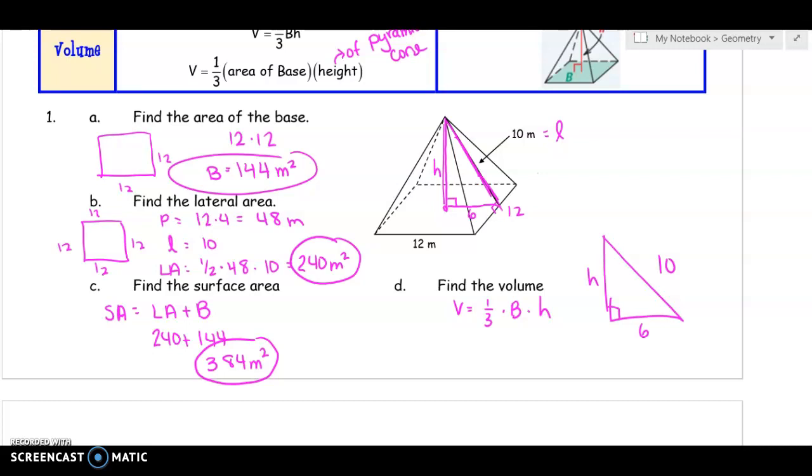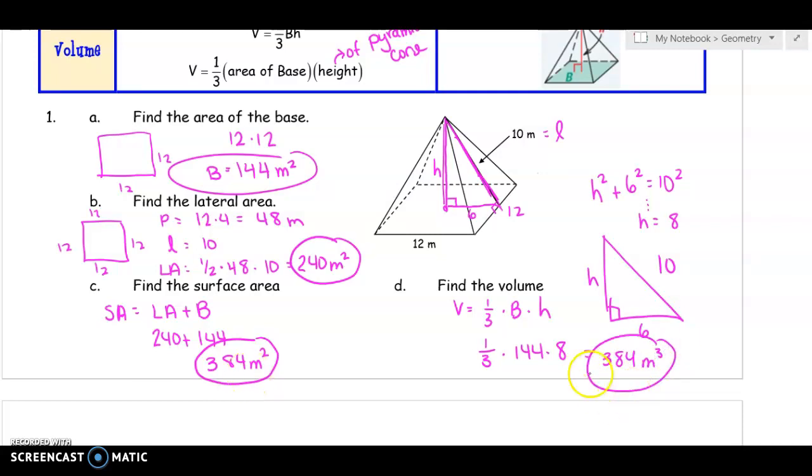What do we get to do? Once again, Pythagorean Theorem. We're going to do h squared plus 6 squared equals 10 squared, and then you're going to solve, and the height is going to be 8. So volume, now we can do it. 1/3 area of the base, 144, times the height of 8. Multiply that together, you're going to get 384 cubic meters.